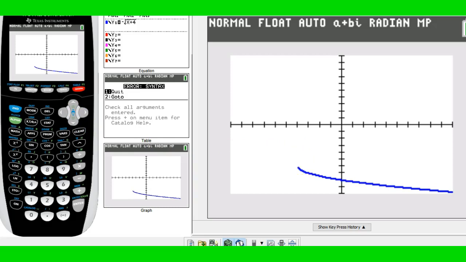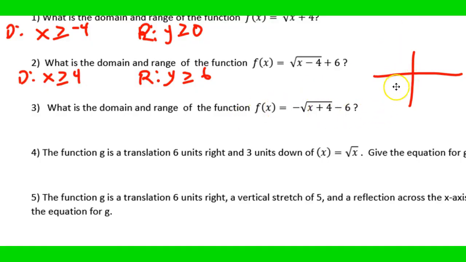So we have this point right here, and that is -4, -6. I'm just going to do a rough sketch. Remember, this point right here is -4, -6. So what's the domain and range?